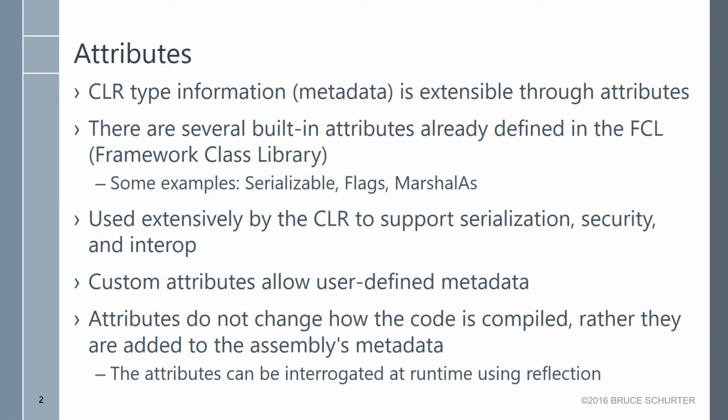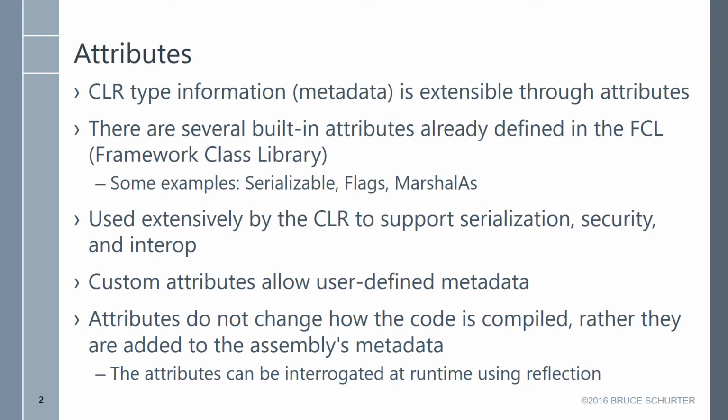CLR type information, otherwise known as metadata, is extensible through attributes. There are several built-in attributes already defined in the framework class libraries, such as Serializable, Flags, and MarshalAs, some of which you've probably used before, especially Serializable and Flags. These attributes are used extensively by the CLR to support serialization, security, interop, and many other things. We can also create custom attributes to allow user-defined metadata.